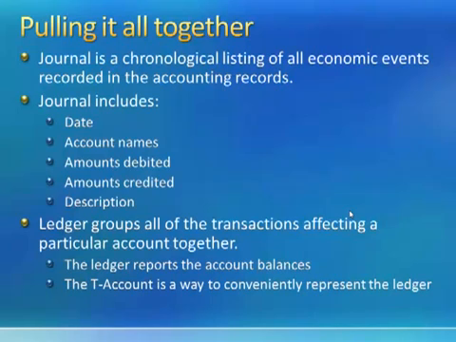Remember that accounting records include both a journal and a ledger. They summarize all of the events that are recorded in the accounting records, but in a different way.